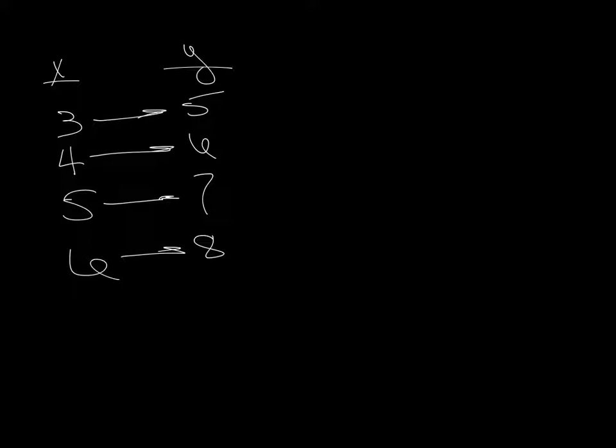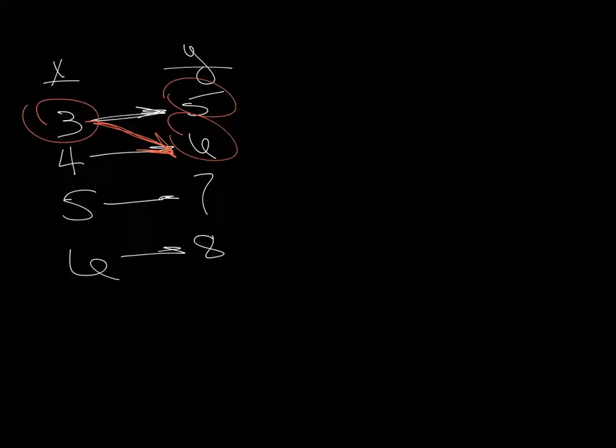Now, if, for example, I put in a 3 and I got a 5, like right here, but let's say I put in a 3 and it also gave me a 6. Now I'm putting a 3 in the machine and it's giving me two different answers. That means that it's not a function.